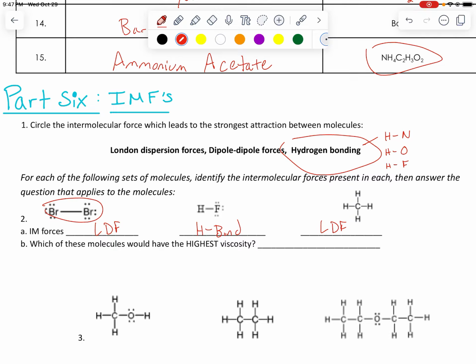So the highest viscosity is really asking for the strongest intermolecular force because it's going to take a lot to break apart those intermolecular attractions. And that strong intermolecular attraction leads to a more difficult flow, a slower flow. So that would be HF. HF should have the highest viscosity because of the hydrogen bond being the strongest IMF.